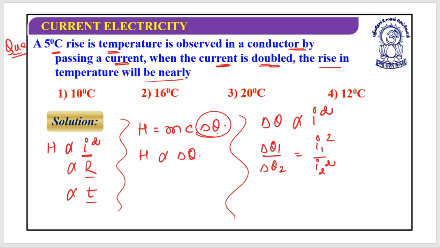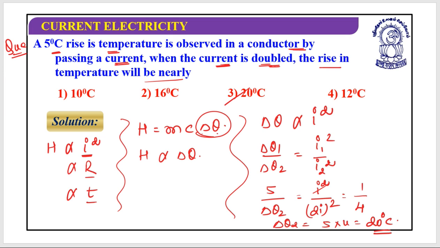Delta theta 1 is a 5-degree rise. Delta theta 2 is what I need to calculate. I1, let's assume it as I. I2 is double, so it's 2I whole square. This is I square, so I square has gone and 1 by 4 has remained. So delta theta 2 could be written as 5 multiplied by 4, which is a 20 degrees Celsius rise. This would be the answer.